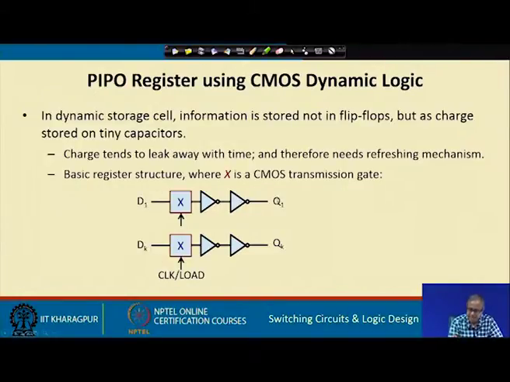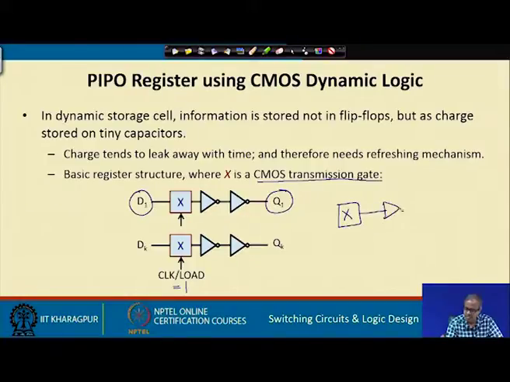This is a register where each of these rows represents one flip flop or the equivalent of one flip flop. So, you see my data input is coming here, my final storage output is coming there. This X is a CMOS transmission gate. So, when clock or load I am setting to 1, this gate is open, and you see here after this X there are two inverters, connected one after the other. So, I am interested in the capacitor here.